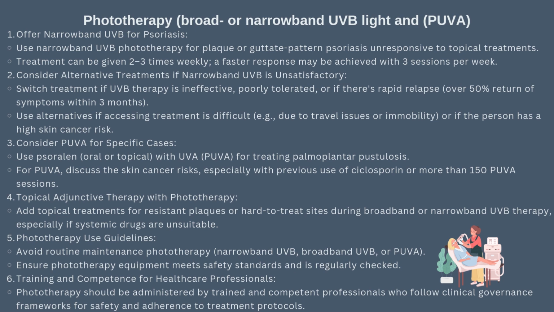Switch treatment if UVB therapy is ineffective, poorly tolerated, or if there's rapid relapse, over 50% return of symptoms within 3 months. Use alternatives if accessing treatment is difficult, e.g., due to travel issues or immobility, or if the person has a high skin cancer risk.